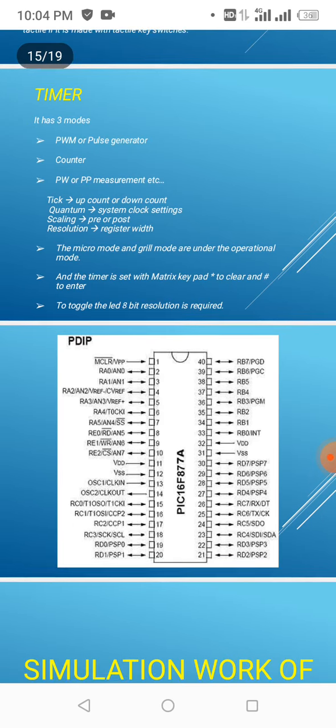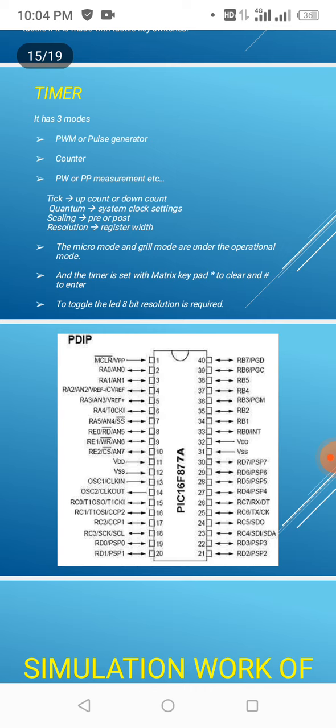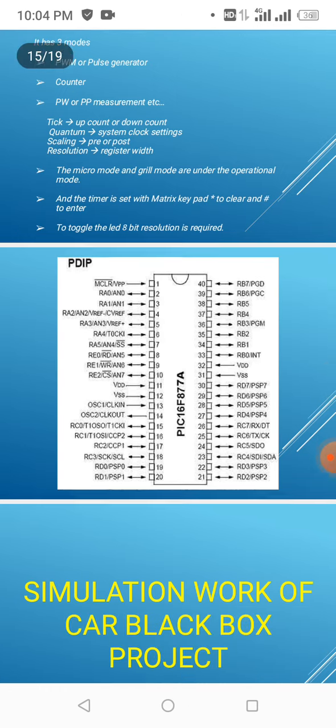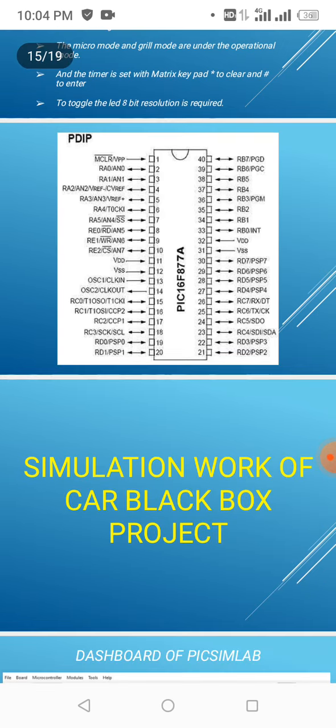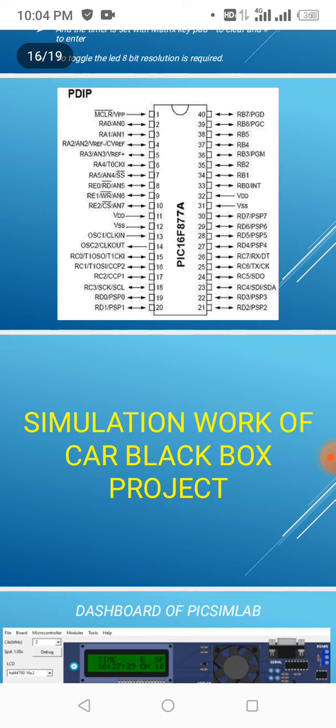Next, we see the PDIP microcontroller from Microchip. Next, that is the overall. Next, I will show you the simulation in Proteus Lab.